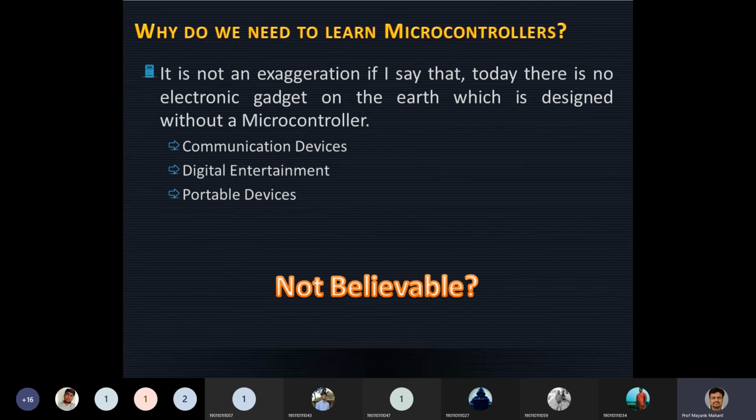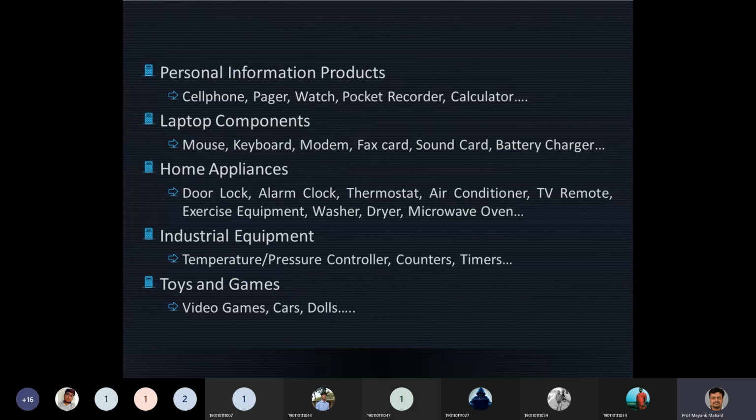So we can name them. You can name communication devices; we can see that yes, there is a microcontroller in it. You can talk about digital entertainment, there is a microcontroller. You talk about portable devices, yes, we got a microcontroller within it. You can believe it or not, but there is a microcontroller present in every device where you can find a little bit of intelligence. So these are some of the examples where we can find a microcontroller.